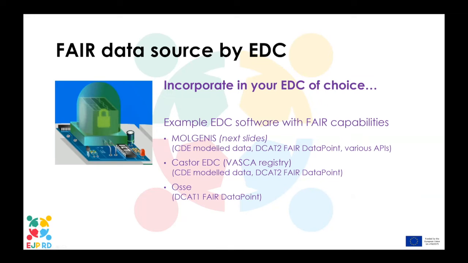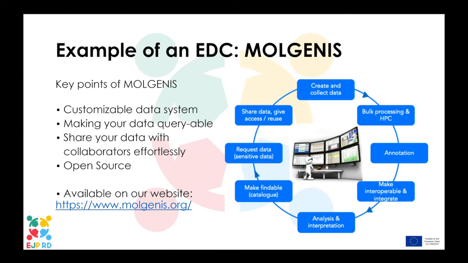Another way of doing it is by incorporating all of that in your electronic data capture system. Examples of such software with FAIR capabilities are Molgenis, which you will see in a couple of seconds, and the Castor system, where we've done that in a first example. That's the FASCA registry, and I think it's the very first FAIR data point. An earlier version of the FAIR data point was also done after a hackathon by the OCT. That is my hook to the Molgenis team.